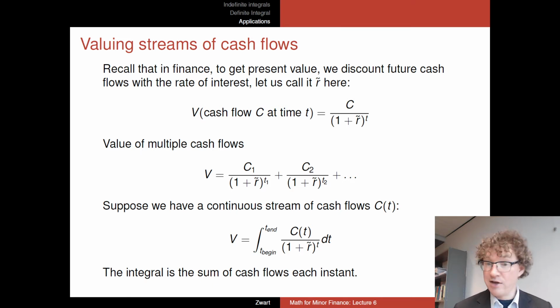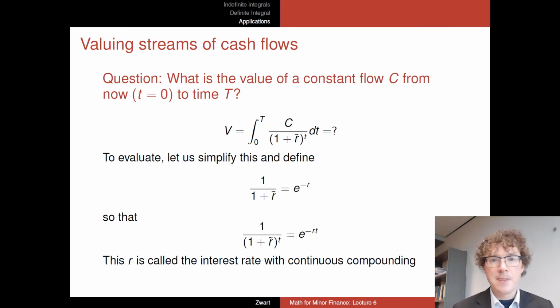Question: can we evaluate this definite integral? Well, it depends on what c of t is, of course. So we just call this some function. We want to know what function of cash flows we actually have in mind. So what's the value, for instance, of a constant flow? If the cash flow is the same every second, it's level at c, but we're discounting with this discount factor, which is evolving, right? It's getting lower and lower as t increases. So if we have a constant c divided by 1 plus r tilde to the power t, can we evaluate that integral?